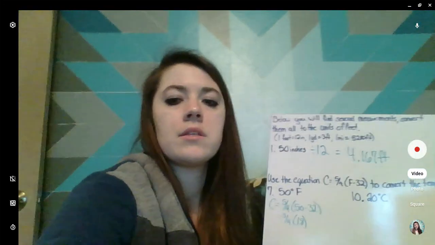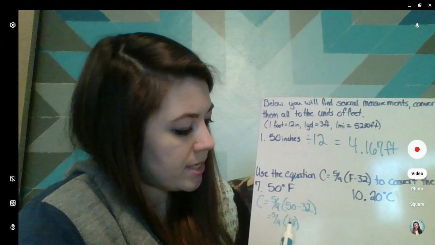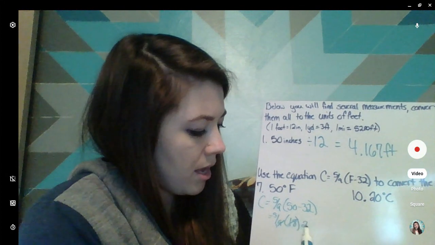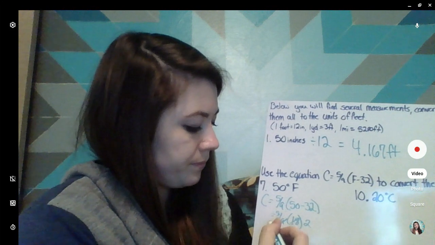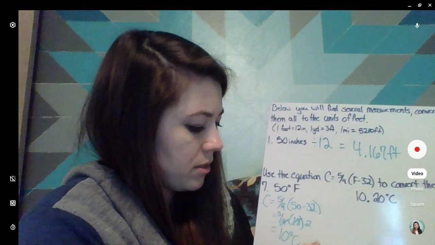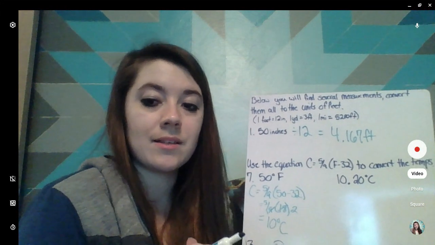That's a little hard for you guys to see. Hang on a second. There we go. So if we take and do this, the 18 and the 9 will cancel. That becomes a 1. 18 divided by 9 is 2. 5 times 2 is 10. So 10 degrees Celsius. So 50 degrees Fahrenheit is the same thing as 10 degrees Celsius.